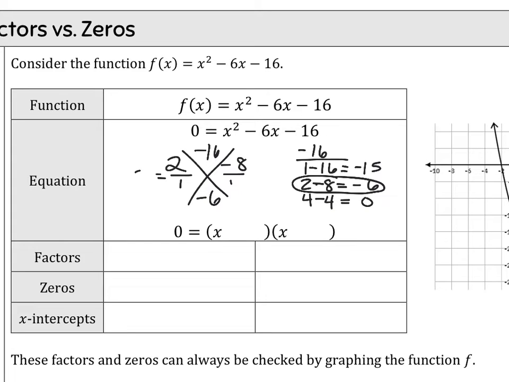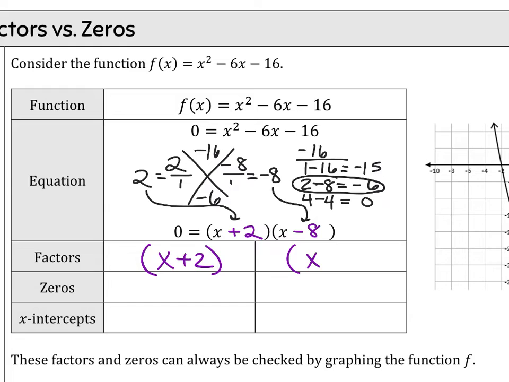So then I did this. Those equal 2 and negative 8. So we've got my factors of x plus 2 and x minus 8. That's what I got as the factors. Remember, the factors are the parentheses. Anytime you see the word factor, we're talking about the parentheses things, the things that multiply to make the quadratic.